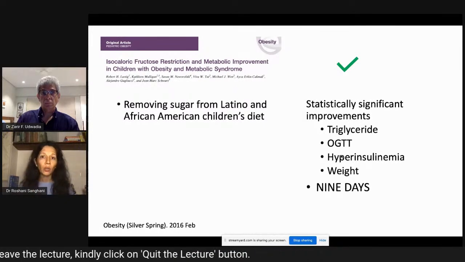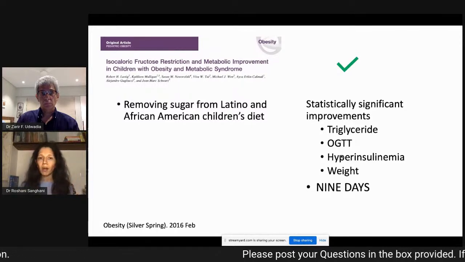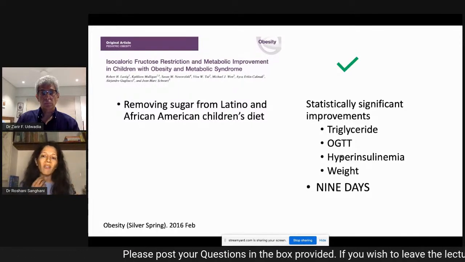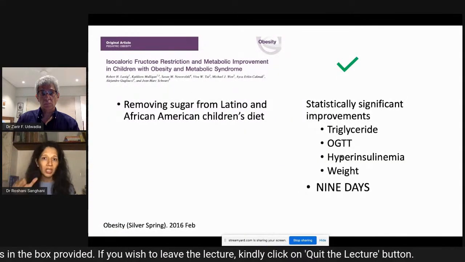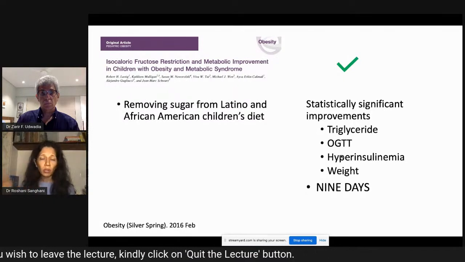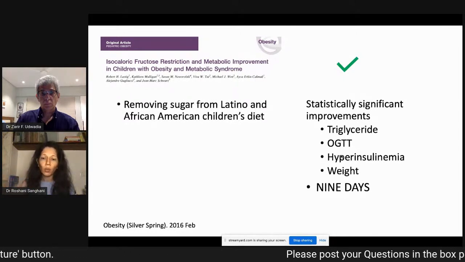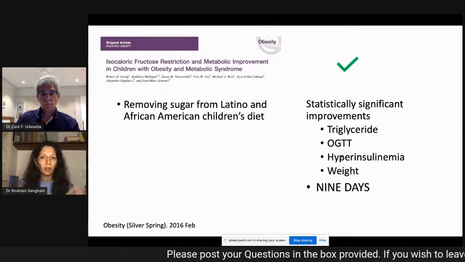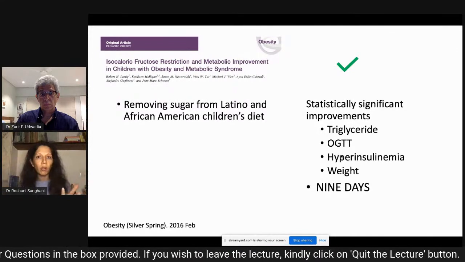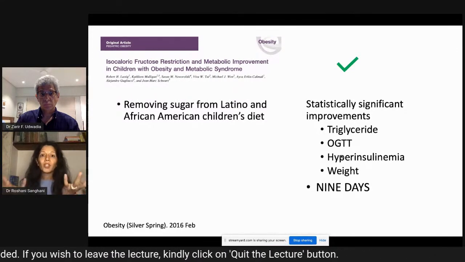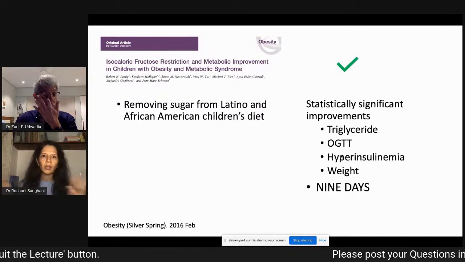They basically just took out sugar in the form of fructose from high-risk children, Latino, African American high-risk children. They took the sugar out, and in just 9 days, the triglycerides came down, OGTs improved, oral glucose tolerance tests improved, hyperinsulinemia improved, all statistically significant. Weight came down in just 9 days. In fact, one of the study requirements was to keep the children's weight constant, so that wouldn't falsely give the benefits on triglycerides and insulin. So they had to struggle to maintain these kids' weight for those 9 days because they rapidly started losing weight when they took away the sugar.